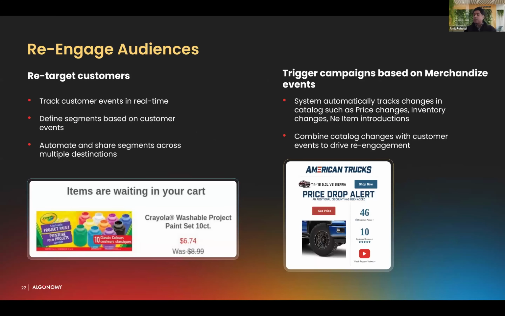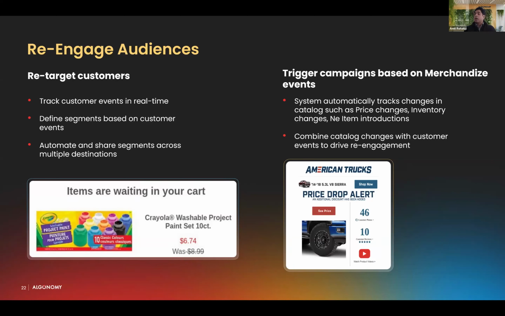Some of the use cases that we've seen customers using more often are retargeting. And so you get a list of all customers who abandoned a cart, or who browsed and did not buy. You could trigger campaigns based on merchandising events. So the system detects if there is a price drop, if there is an inventory drop, if there's a new item. All of these events can be used to trigger campaigns.